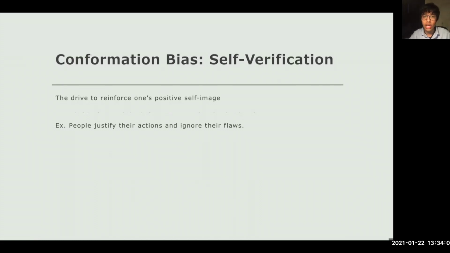All right. And now there's another type of confirmation bias known as self-verification. This is essentially the drive to reinforce one's positive self-image. This often happens in our own head when we make a decision and we try to justify it by making up excuses in our own head for it, even though we know deep inside that it's wrong. We don't want to be wrong, so we kind of feed ourselves that information.